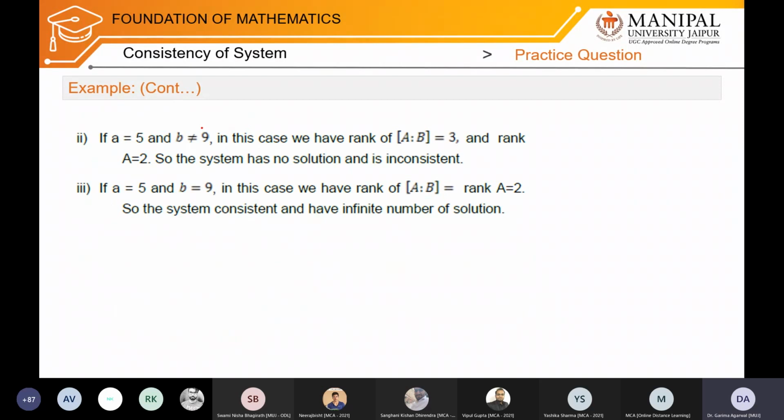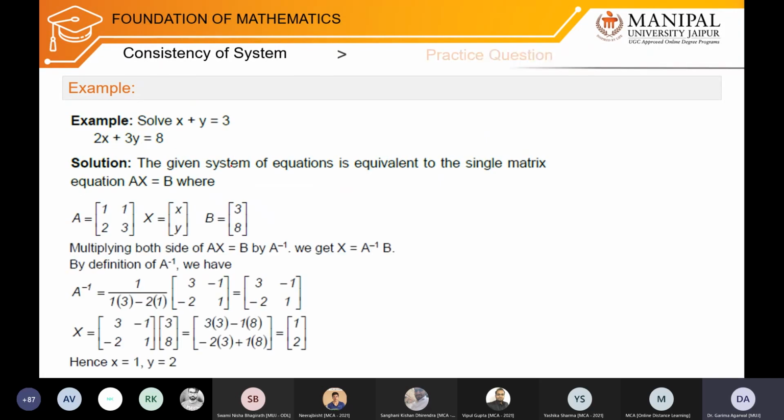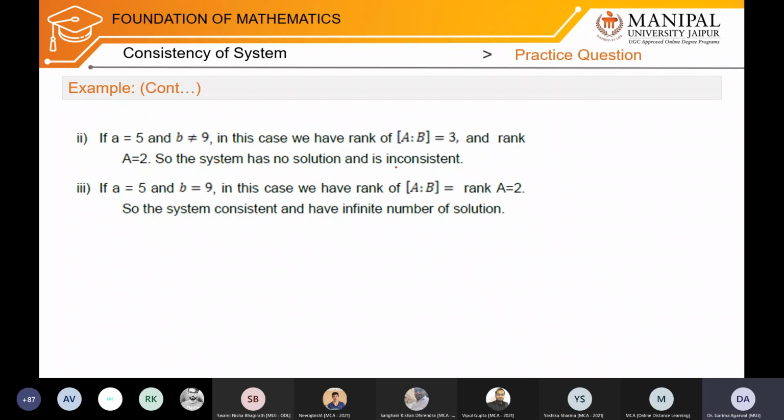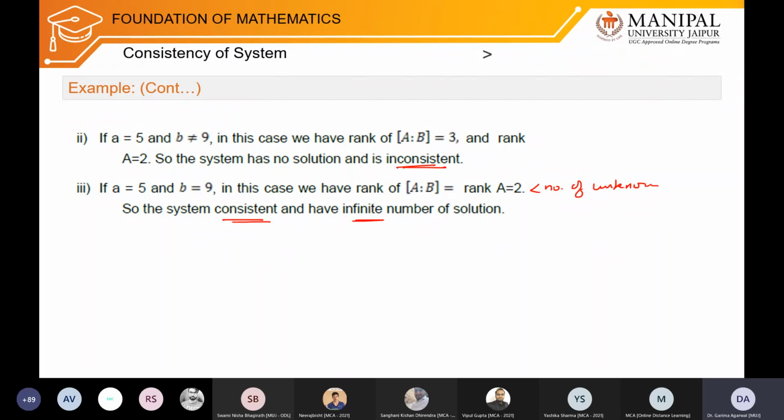Now if A is equals to 5 and B is not equals to 9, in this case the rank of augment matrix is 3 and rank of matrix A is 2. So the system has no solution and is known as inconsistent. If A equals to 5 and B equals to 9, in this case rank of augment matrix is equals to rank of A is equals to 2, which is less than number of unknowns. So the system is consistent but having infinite number of solutions, right?